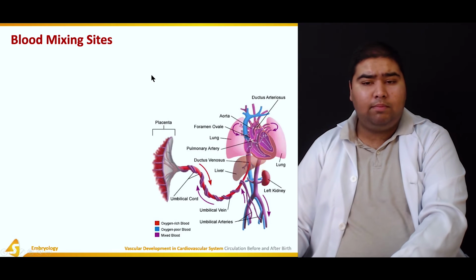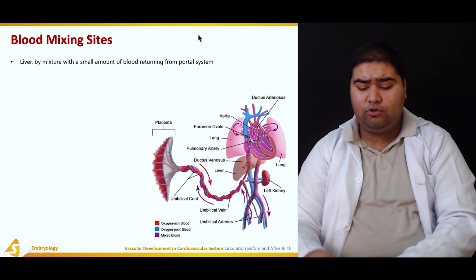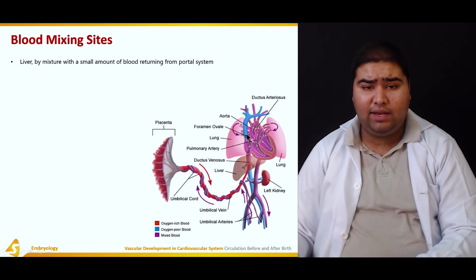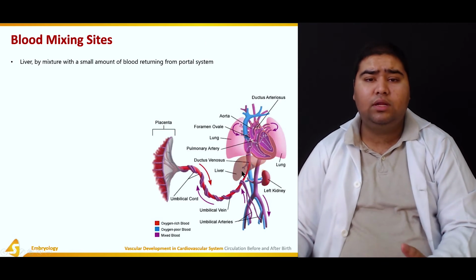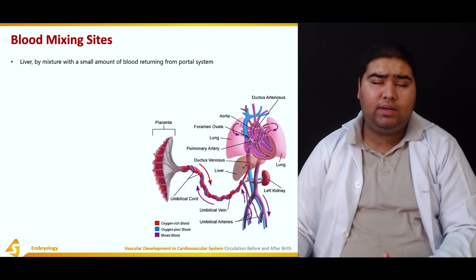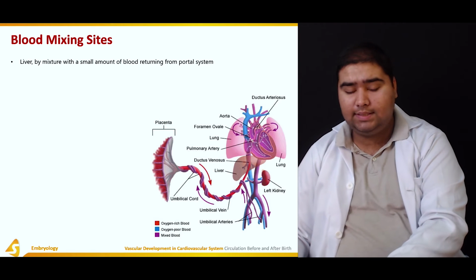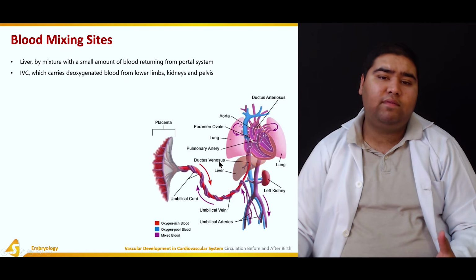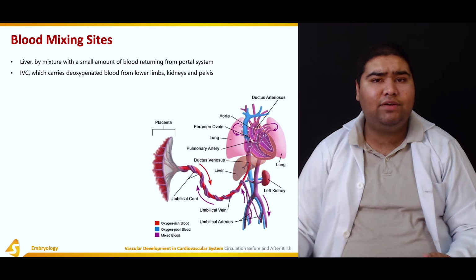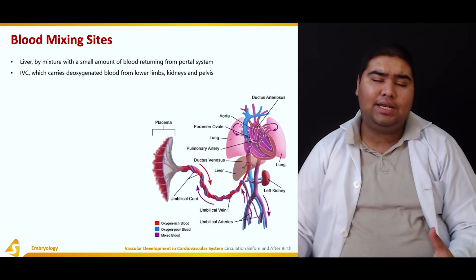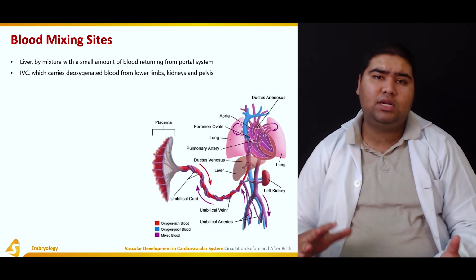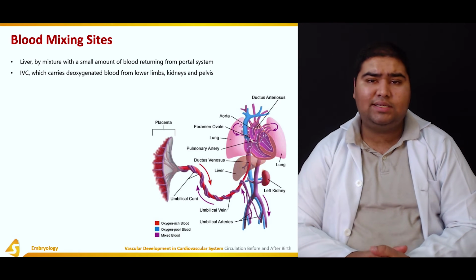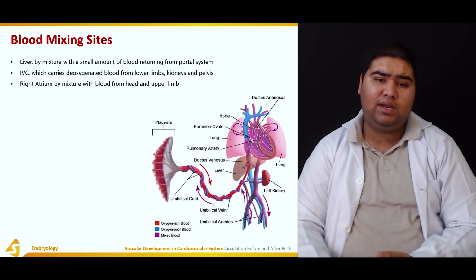Now the important blood mixing sites, there are 4 to 5 blood mixing sites. The liver is an important site by mixture with a small amount of blood that returns from the portal circulation. Now the inferior vena cava also carries deoxygenated blood from the lower limbs, kidneys and the pelvis. Hence the oxygenated and the deoxygenated blood in the fetus are being mixed in the inferior vena cava.